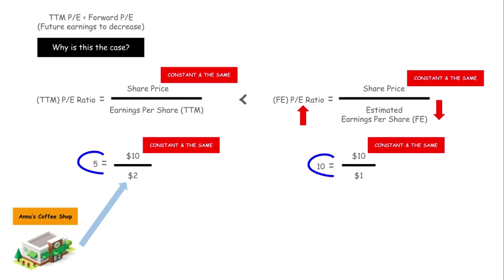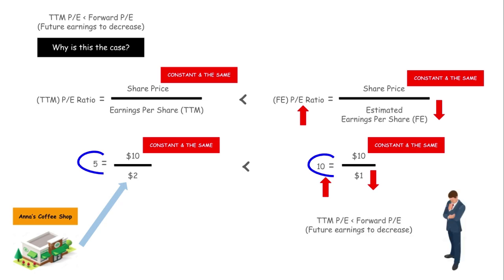As we can now see, the forward PE ratio is greater than the trailing PE ratio. You can see that as the estimated future per share earnings decreases, the forward PE ratio increases. This shows us why investors are expecting the future earnings of a company to decrease when the forward price to earnings ratio is greater than the trailing price to earnings ratio.